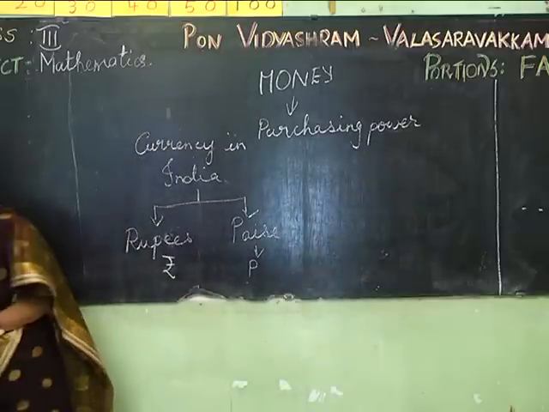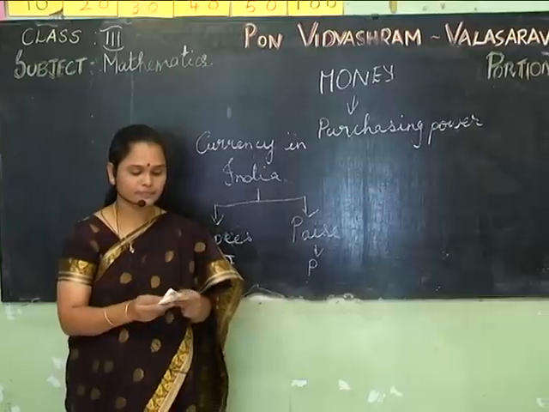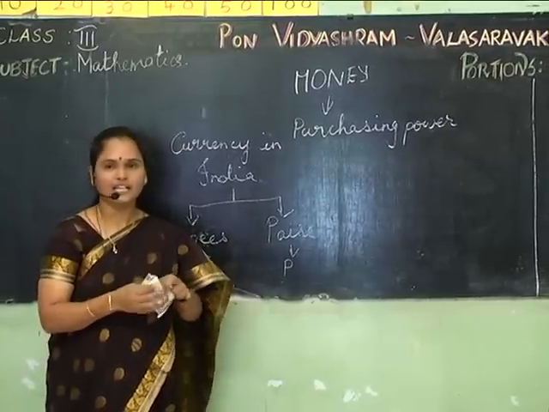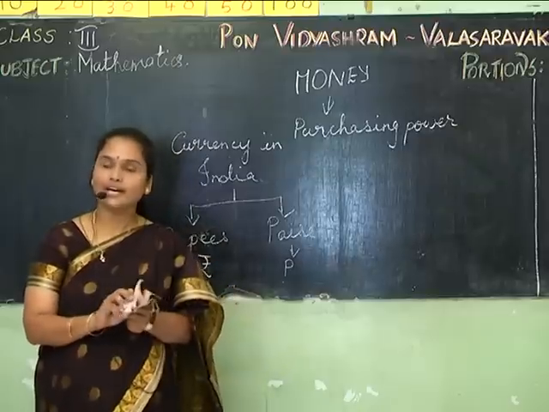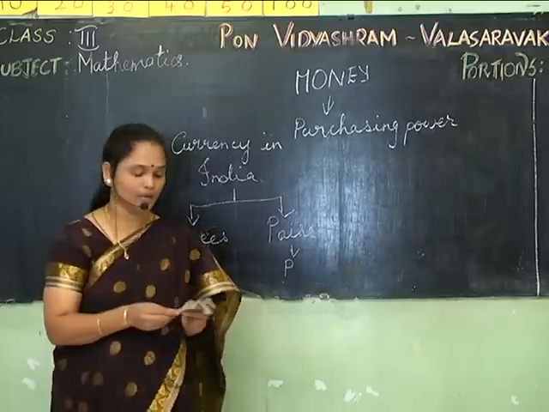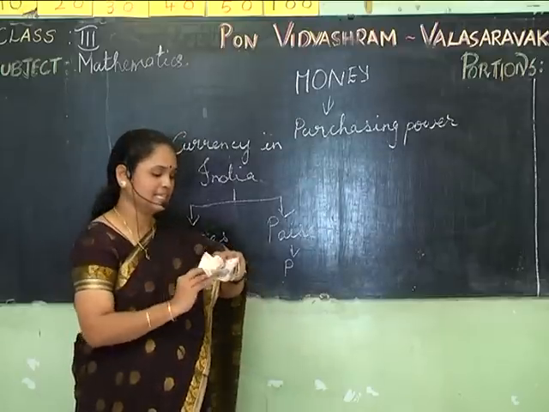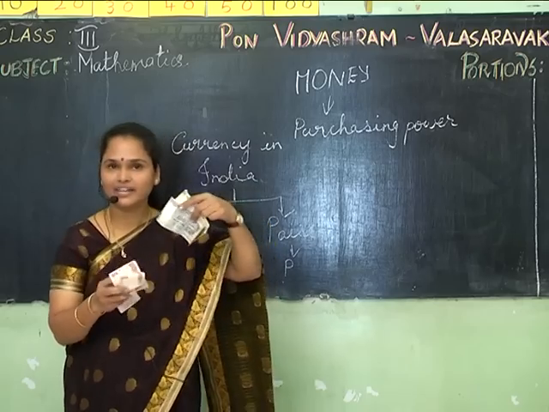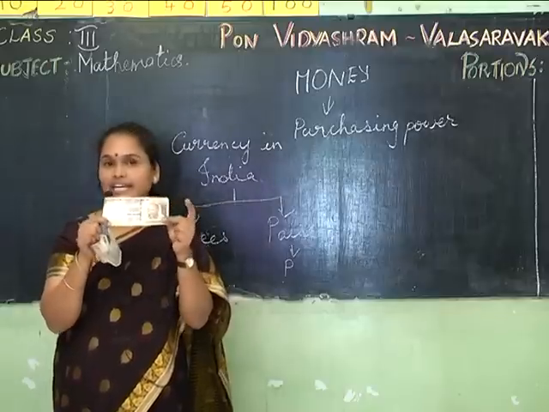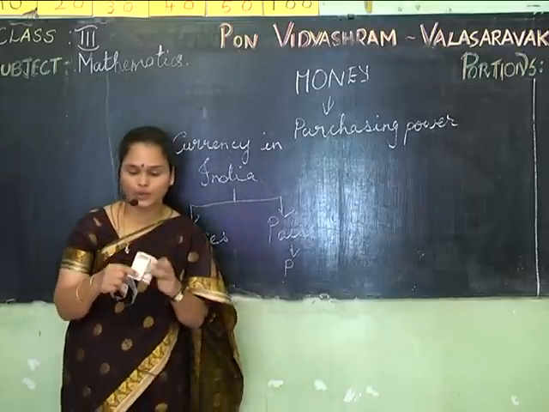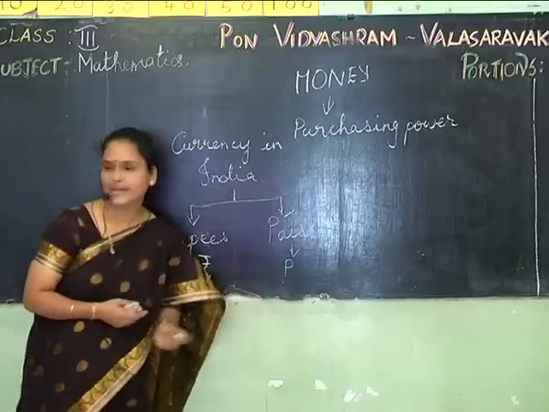How about the notes? How about the rupees? Here in India, previously we used to have 1 and 2 rupees notes, but now they are not in use. You have a 5 rupees note, 10 rupees note, children, then 50, 100, this is a 100 rupee note, and 500, this is a 500 rupee note, and then 1000 rupees. So in India we have money in the form of rupees and paise.